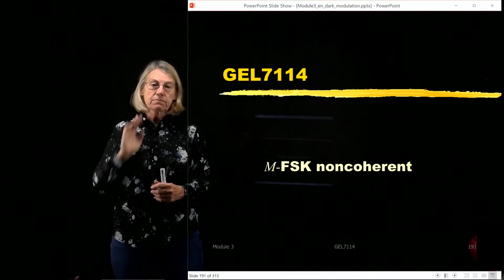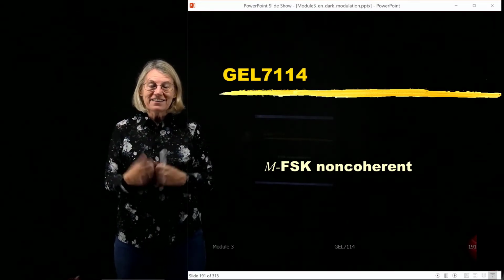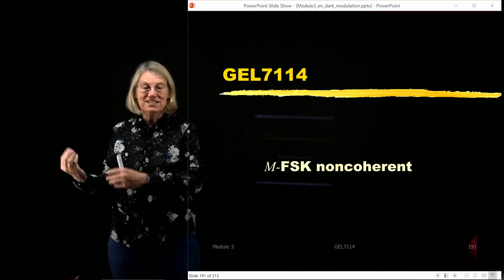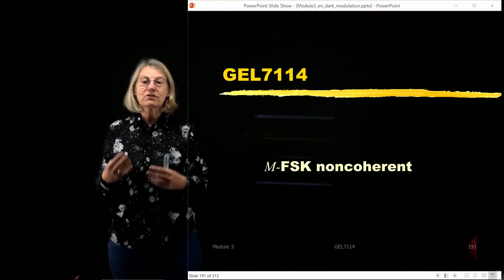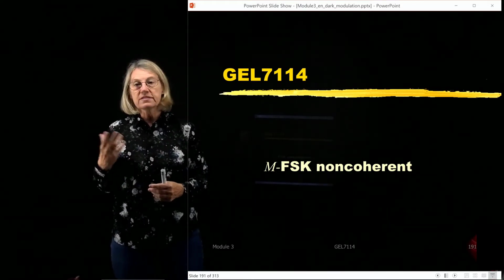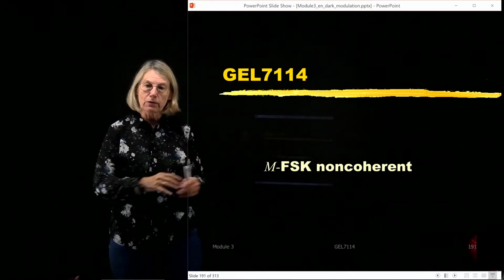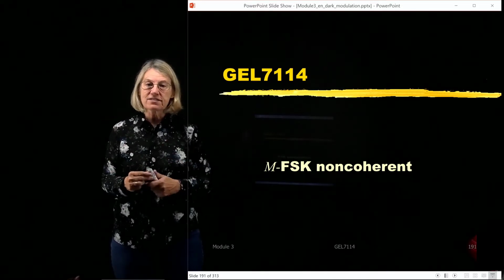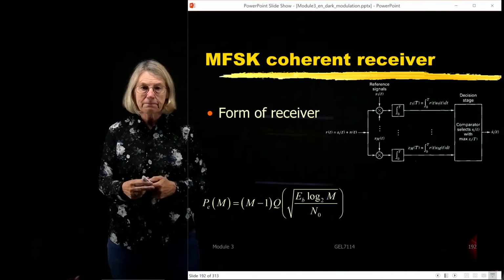Of course, there's something that we have to pay, and this time the pay is not in the cost of the system. We're reducing the cost. However, the performance of the system will be somewhat degraded because we're using a lower cost solution. So let's see, how does this non-coherent FSK work?